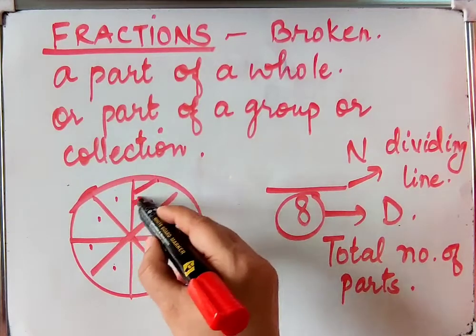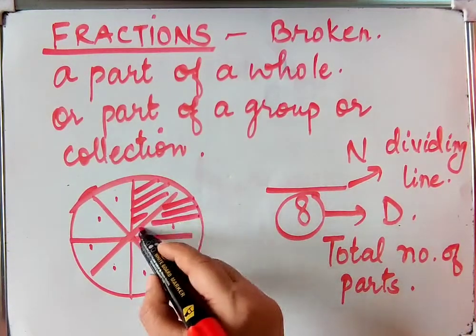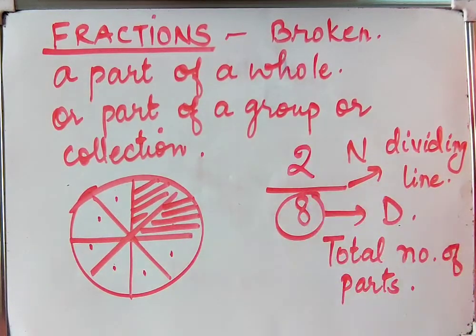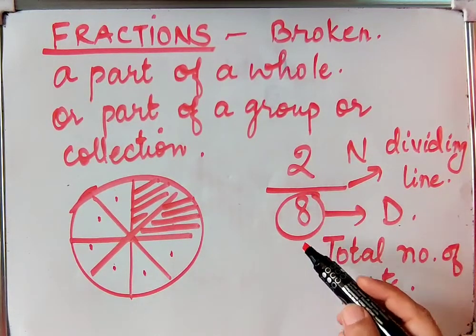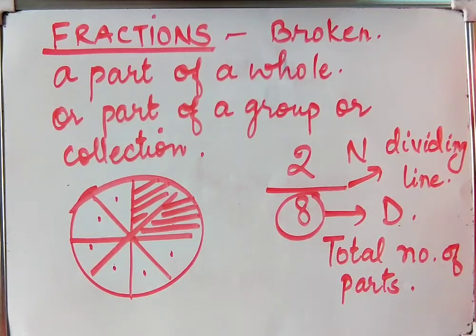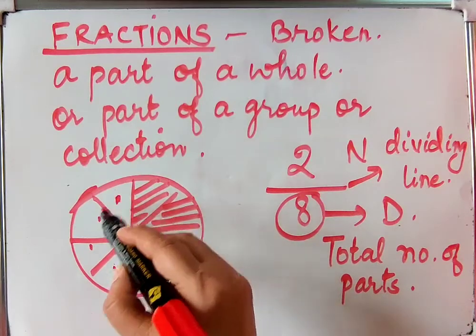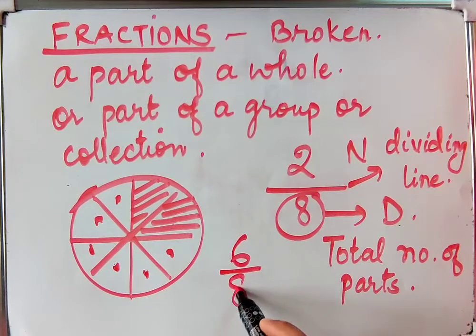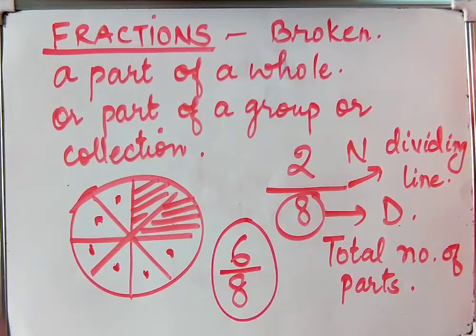Now if I ate 2 pieces of pizza, these 2 slices I have taken, and I want to represent a fraction of how much I have eaten, then it will be 2 out of 8. 2 parts out of 8 equal parts I have eaten. But if I want the fraction for the parts that I have not eaten, or the parts that are left, then I will count 1, 2, 3, 4, 5, 6. 6 parts out of 8 are left. Then the required fraction is 6 out of 8.